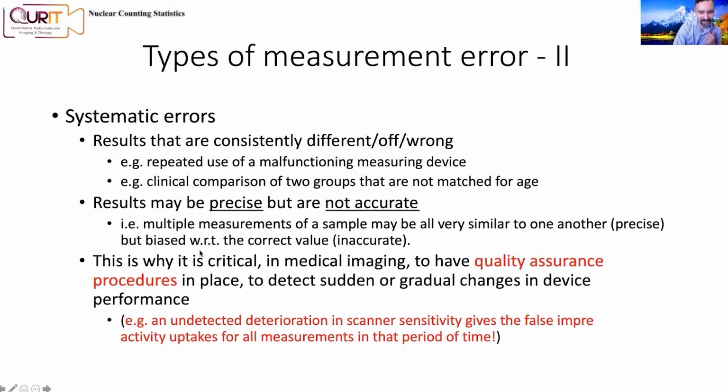So it's a systematic error. Multiple measurements of a sample may all be very similar to one another, so that's precision, but biased. So bias measures that, whereas noise measures the precision aspects. Bias versus noise. This is why it's critical to have quality assurance. I talked about that.